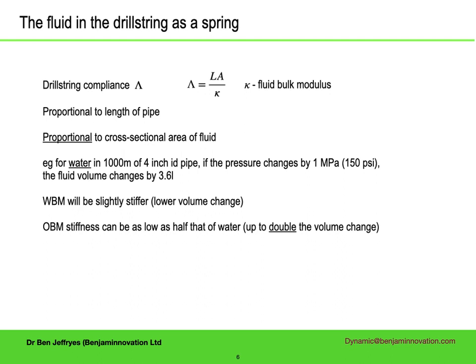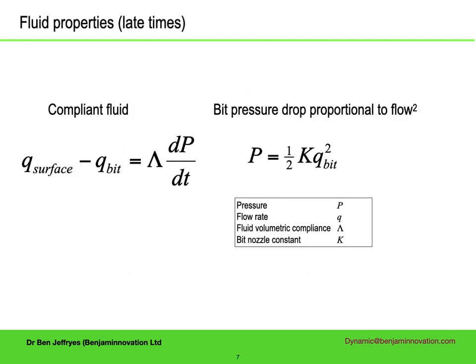Just like the axial system, at low enough frequencies, the fluid acts as a spring. However, whereas in the axial system, for the same length, the system looks stiffer as the metal cross-section increases, for the fluid it becomes more compliant. It's a volume effect. Oil-based mud is significantly more compliant, less stiff, than water-based mud. So at late times, low enough frequencies, there is a simple compliance condition linking the surface and downhole flows and the rate of change of pressure.